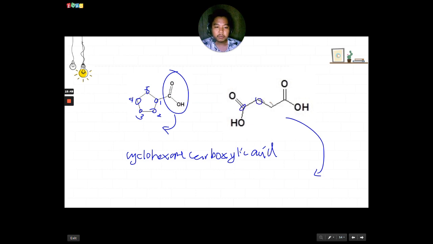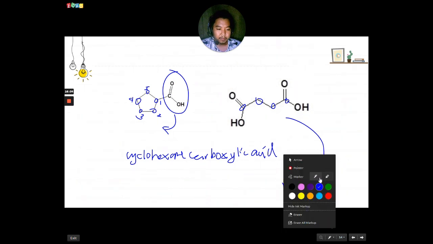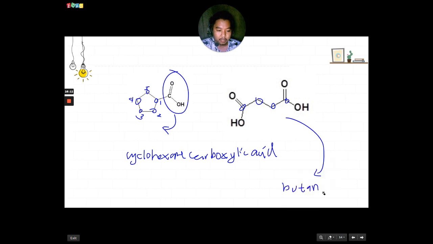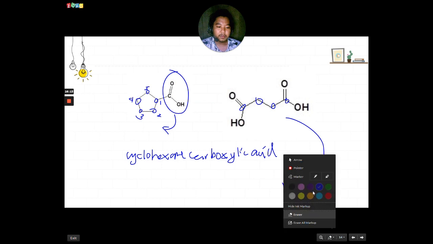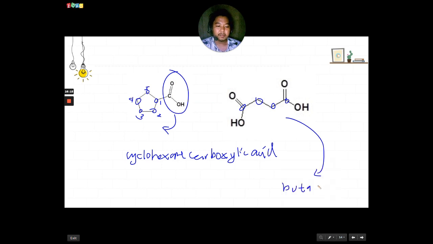So 1, 2, 3, 4 carbons. So butanoic. Butanoic dapat siya, pero may dalawa, so it becomes butanedioic acid. It becomes butanedioic acid.